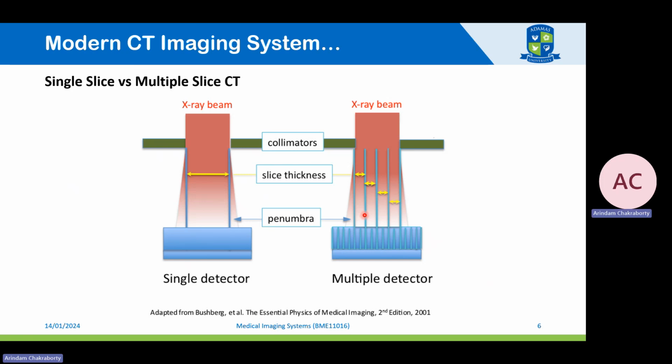So again, we can see the beam width is equal to the width of the individual slice since a single detector is used, and the collimator width is nothing but the slice width. While in this case the collimator width is equal to the beam width, and the beam width is a product of the individual slice thickness and the total number of slices.